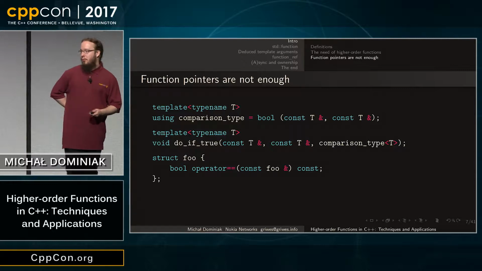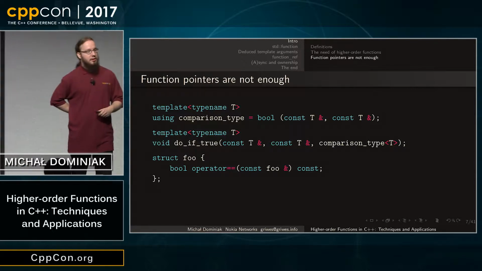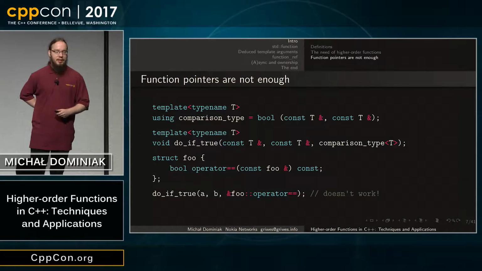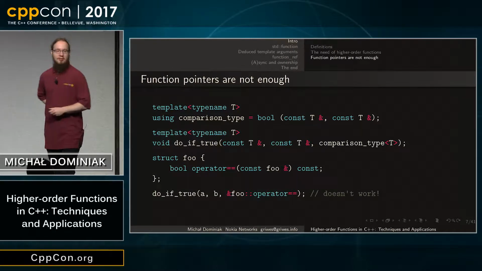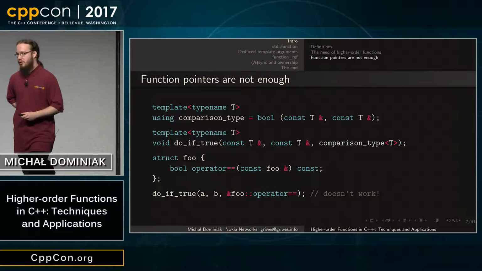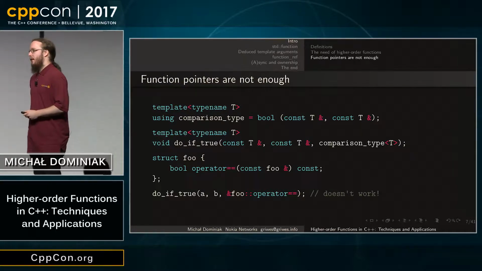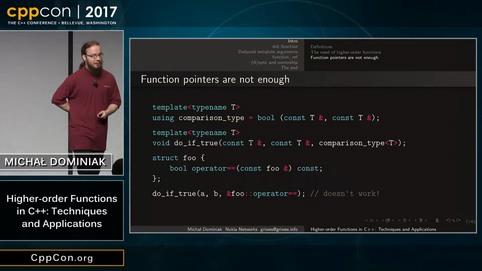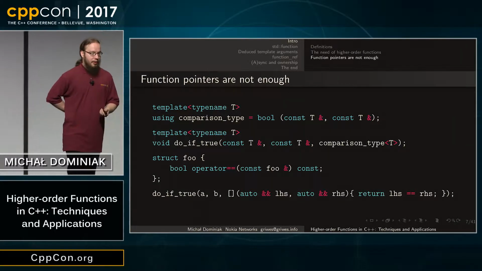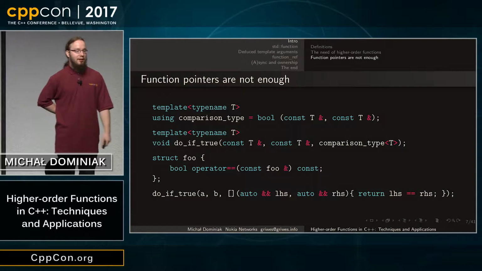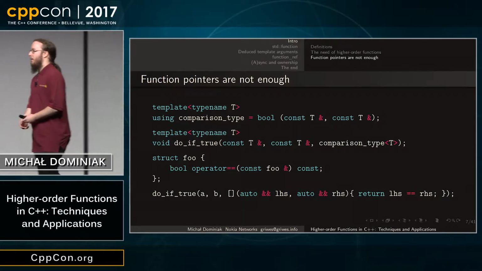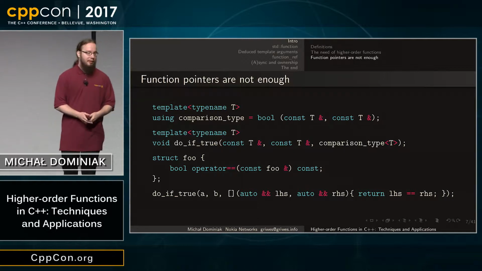However, if our foo defined the comparison operator as a member, and we tried to call this function like this, it doesn't work. Because this is a member function pointer and not a function pointer. And member pointers are not pointers, despite the name. We would have to do something like this. So introduce something that can be passed using a function pointer with the correct signature.